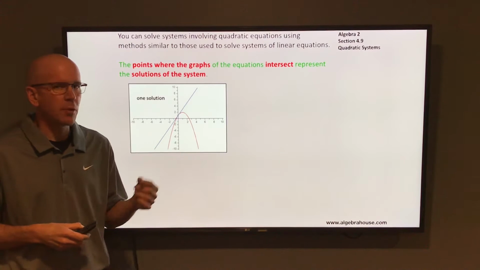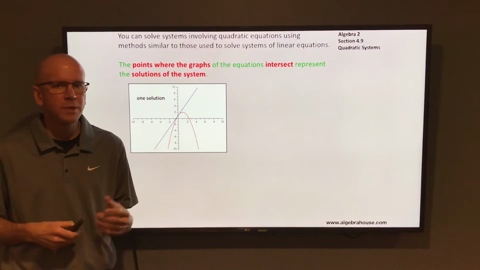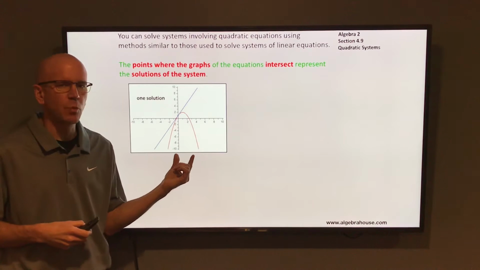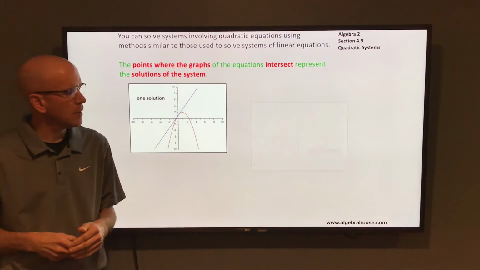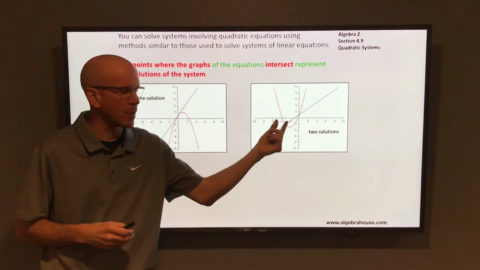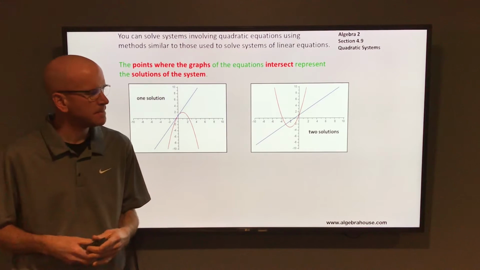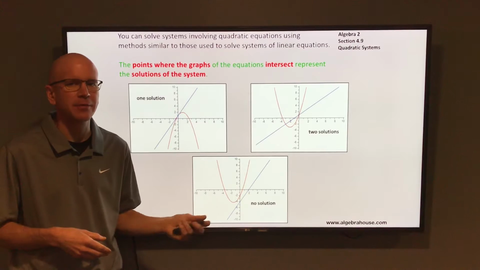If you have a linear quadratic system where you have a straight line and a parabola, one situation is where you would have just one solution, where that straight line hits the parabola in just one point. Or you may have two solutions, where the straight line and the parabola intersect in 2 points. Or finally, you may have no solution where the straight line does not hit the parabola.